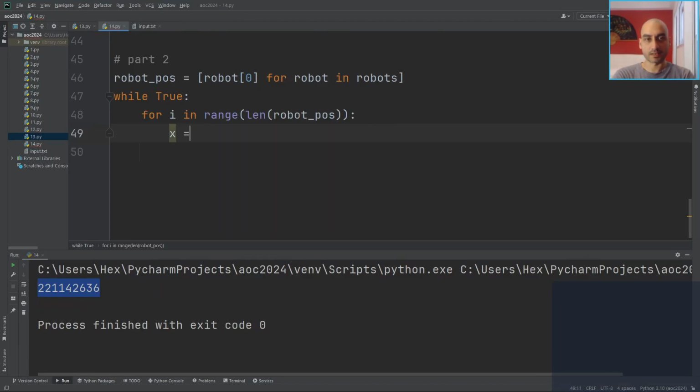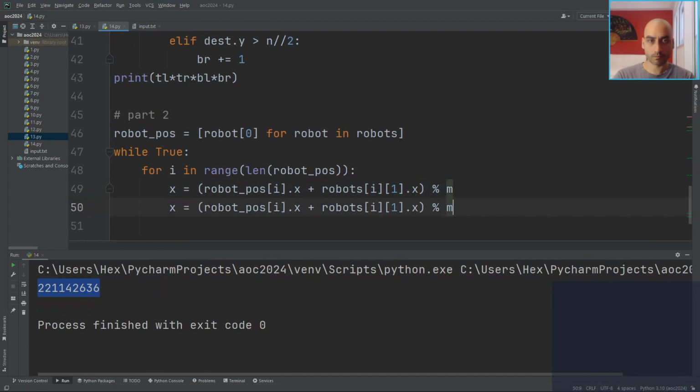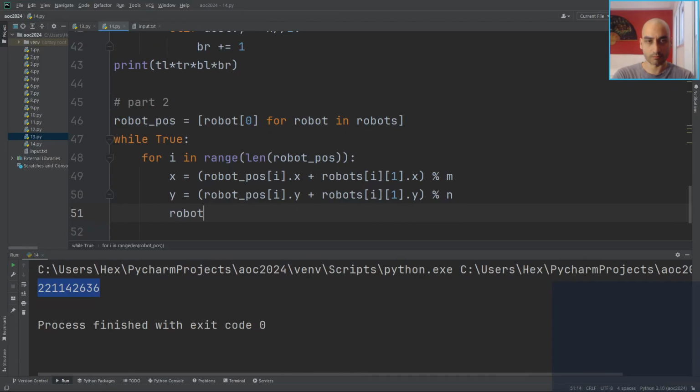We'll just say x equals robot pause i dot x plus robots i velocity dot x, and then mod it m, and then we do y equals y percent n. And then replace the pause with the new pause.